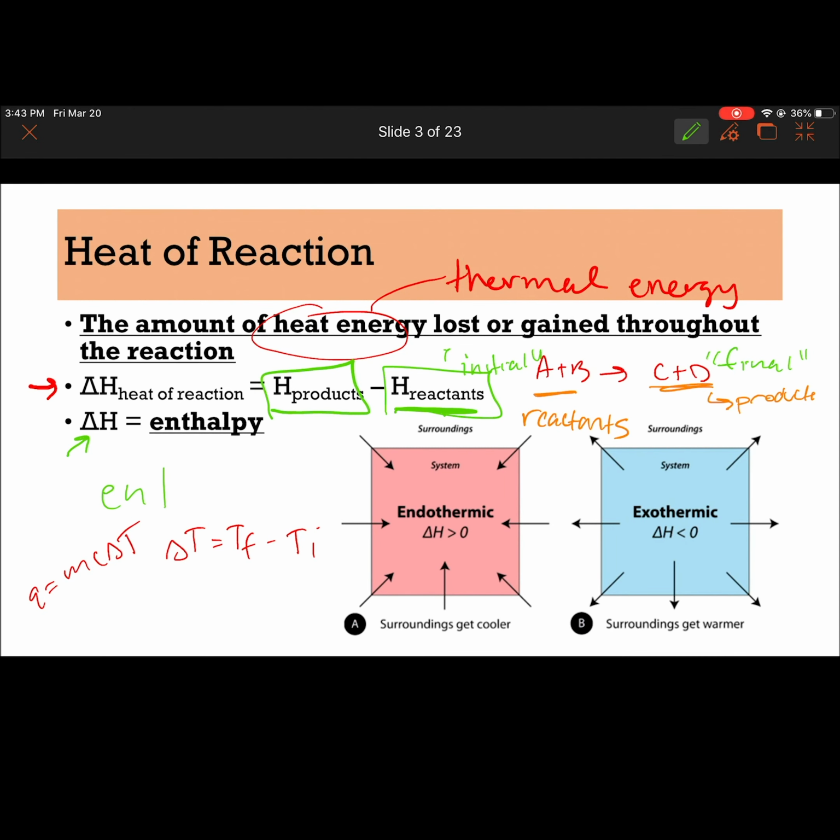I like to remember it, or write it, like this with a big H, because all this means is that we're talking about heat. If we're talking about enthalpy, we're talking about heat, because there is a word that we'll learn later on that looks similar but has a completely different meaning.